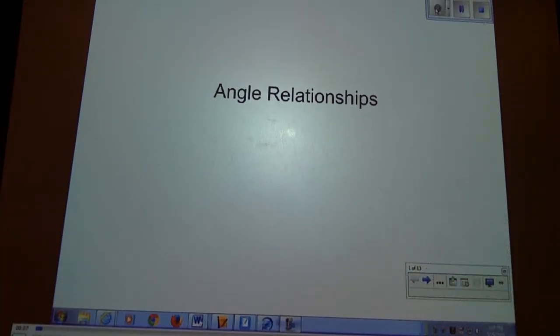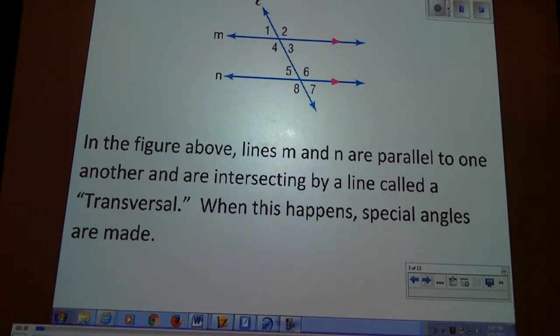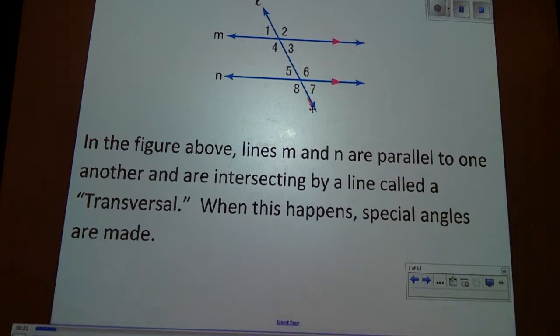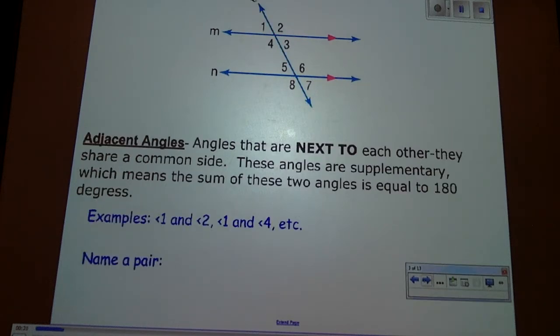Hi class, right now we're going to be taking notes on angle relationships. So in this figure above, lines M and N are parallel to one another and are intersected by a line called a transversal. When this happens, special angles are made. And this line being highlighted is the transversal. So make sure you are filling in the blanks on your notes packet.